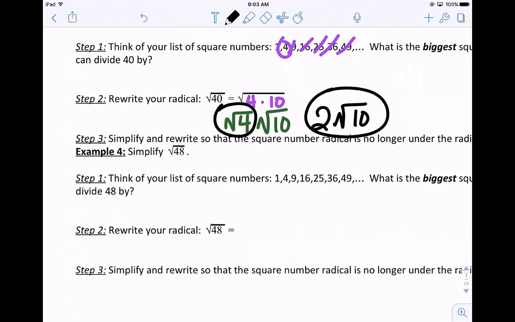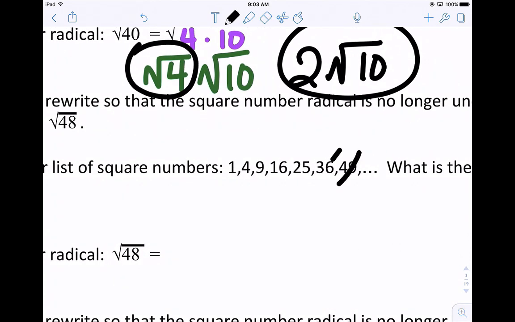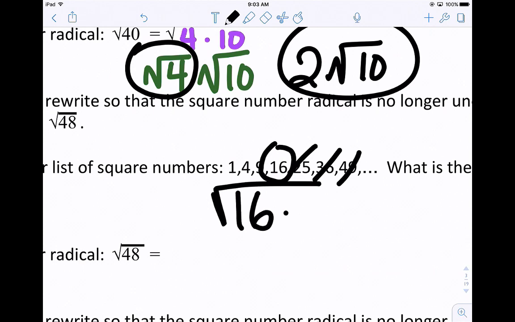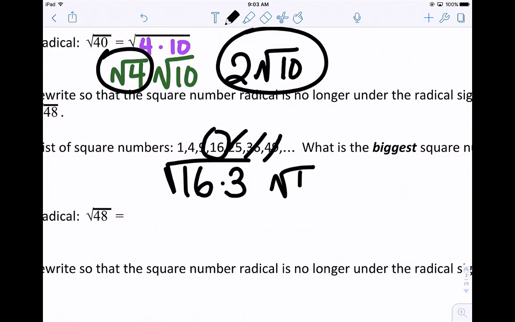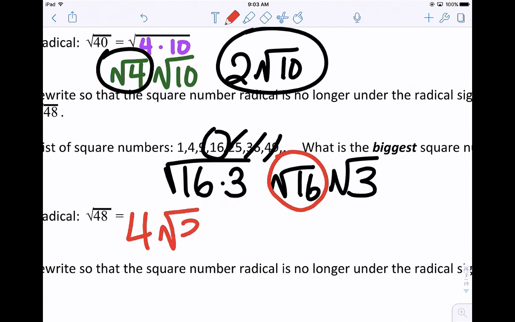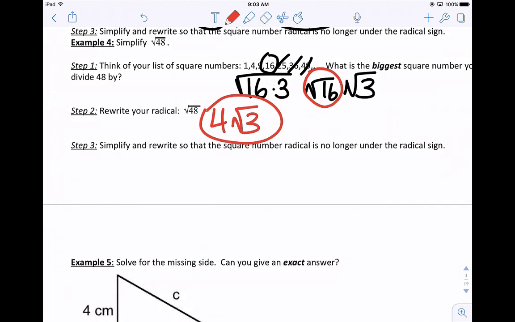Let's do the next one. We have the square root of 48. Again, find the biggest square number you can divide 48 by. All right, so just go down the list. Again, 49 is too big. 36 gives us a decimal, so does 25. But 16 works. We can write this as the square root of 16 times 3. Split it apart: the square root of 16, square root of 3. And when we simplify, the square root of 16 is 4, so we get 4 times the square root of 3. All right, simplifying. Okay, so we did all the steps. I kind of combined them in one.